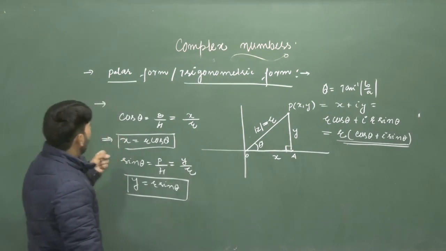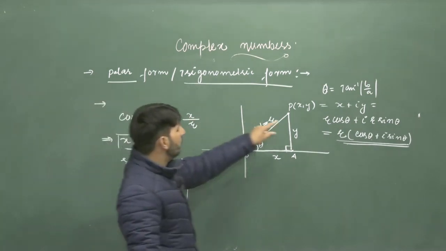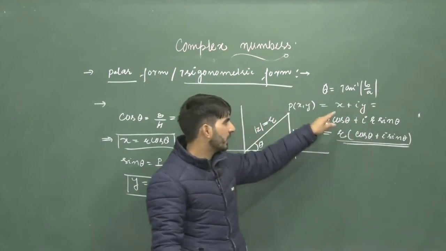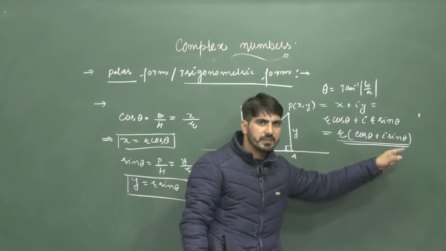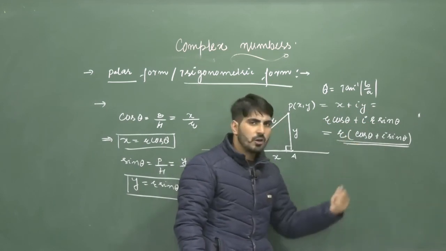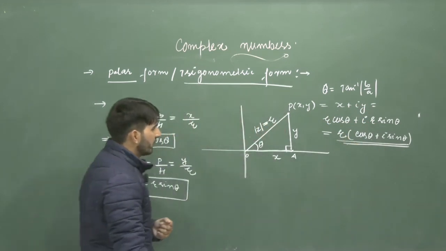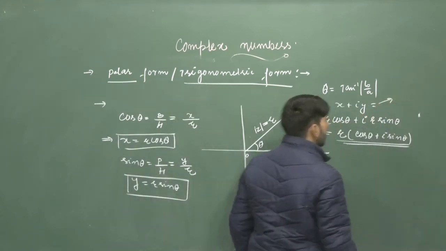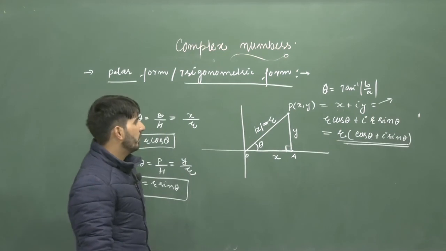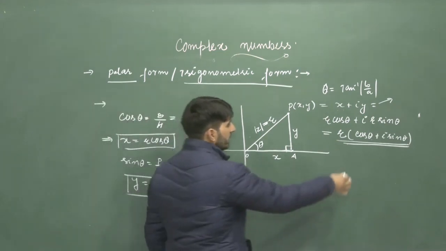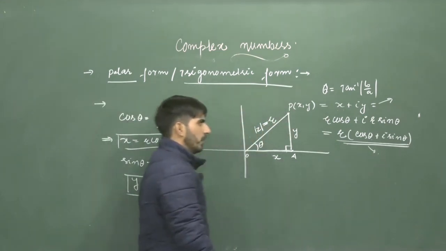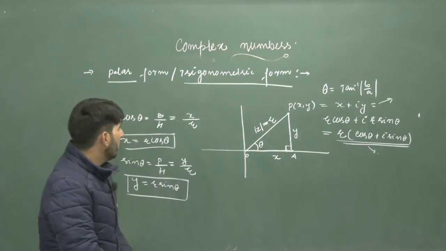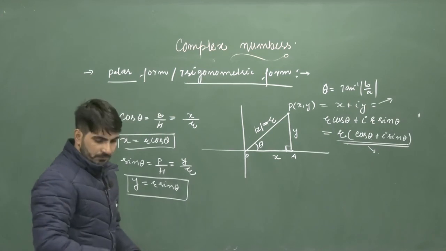Now, when you have to write the complex number x plus iy in polar form, that means you have to write this complex number in terms of cos and sine. That is r times cos theta plus i sin theta. This x plus iy is known as the Cartesian form of a complex number, and this is known as the trigonometric form of a complex number. Let's do an example related to the same concept.